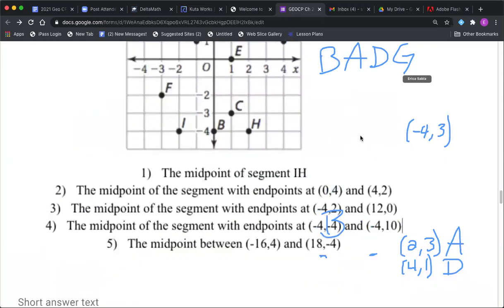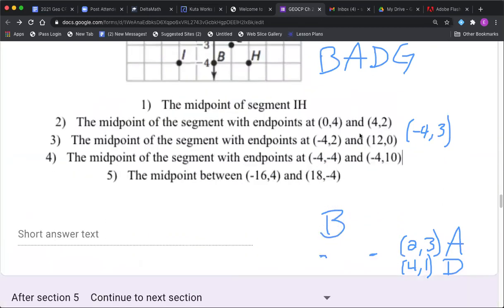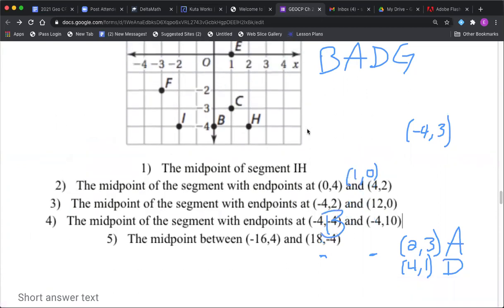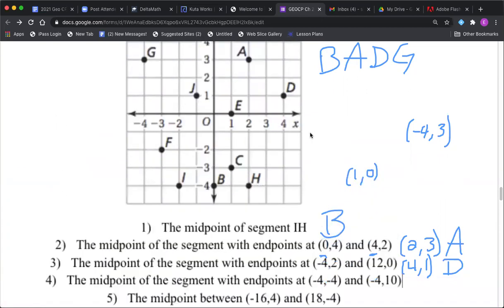You probably already know the word. The last one, let's see. -16 plus 18 is 2. Divided by 2 is 1. And then 4 plus -4 is 0. 0 divided by 2 is 0. Who's at 1, 0? Oh, it's E. And that is a word, badge. Yes.